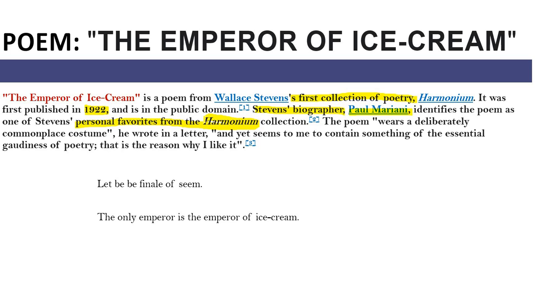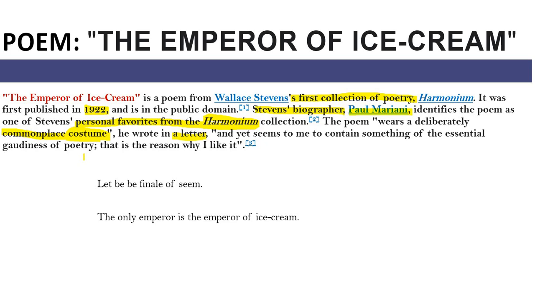And who has discovered it? This is discovered by Paul Mariani. Paul Mariani was the Stevens biographer. The poem bears a deliberately commonplace costume. Costume के ऊपर पूरा का पूरा डिस्कशन है, and it also talks about a beautiful lady and the costumes. He wrote in a letter, क्या लिखा था, and yet seems to me to contain something of the essential gaudiness of poetry. That is the reason why I like it. It has something of gaudiness. It is talking about the mundane thing.